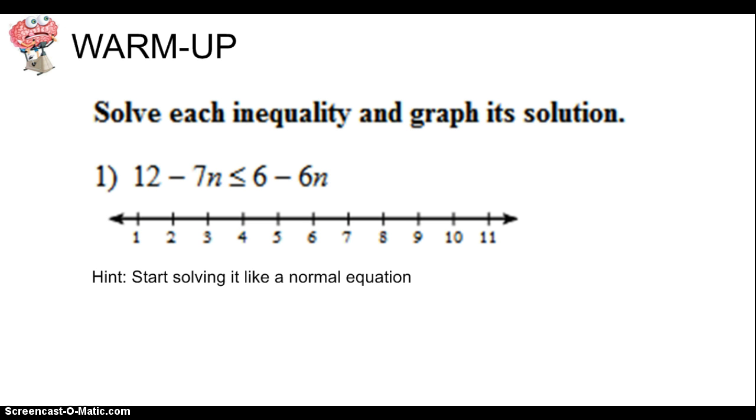To get started, let's try this warm-up. Solve each inequality and graph its solution. Here we have our inequality, right? 12 minus 7n is less than or equal to 6 minus 6n. And remember, inequalities are these: less than, less than or equal to, greater than, or greater than or equal to. And those are inequalities. And we should know what those mean.